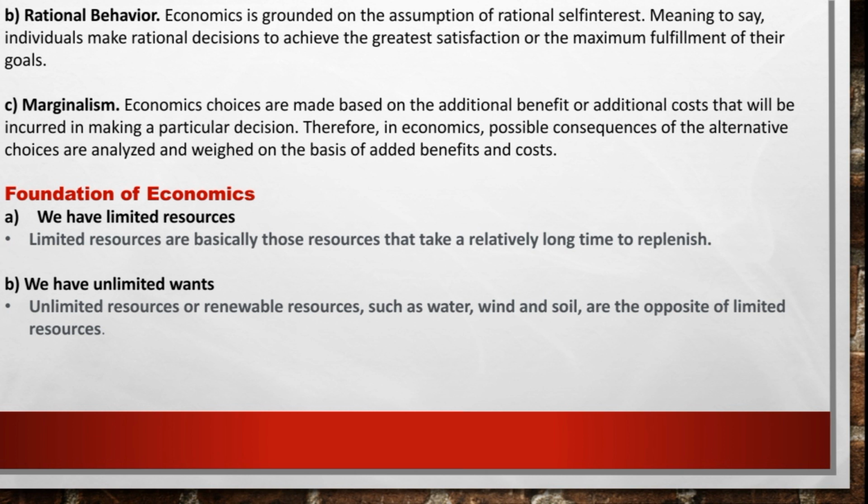Foundation of economics. We have A, limited resources. Limited resources are basically those resources that take a relatively long time to replenish. We have B, unlimited ones. Unlimited resources are renewable resources such as water, wind, and soil; they are the opposite of limited resources.